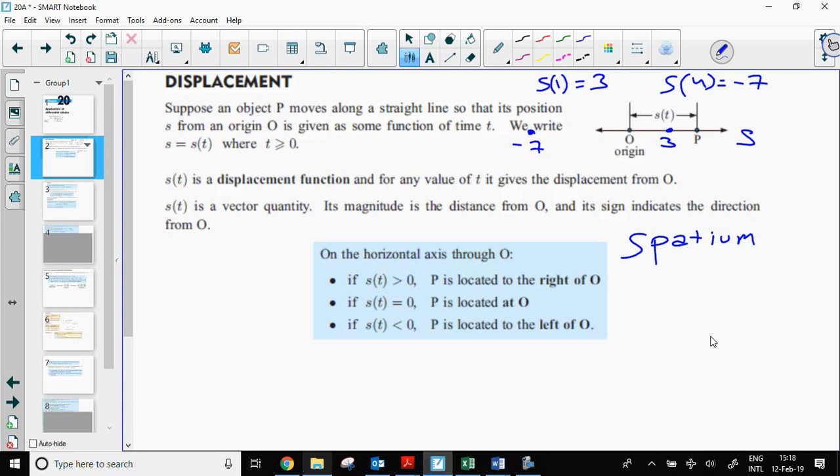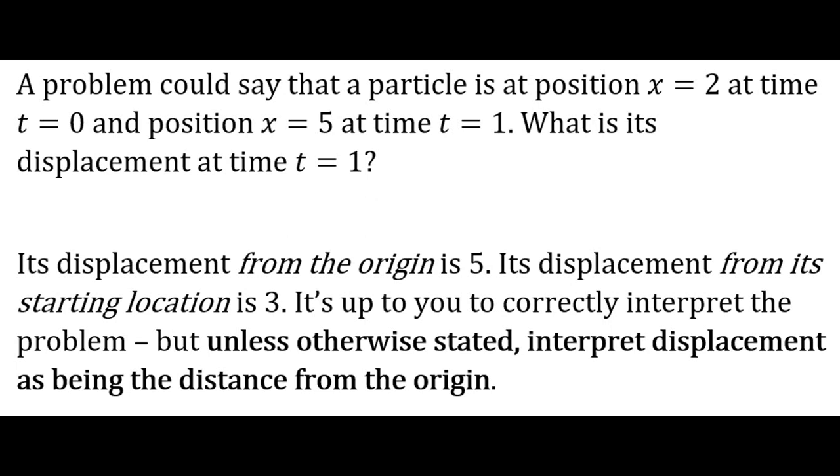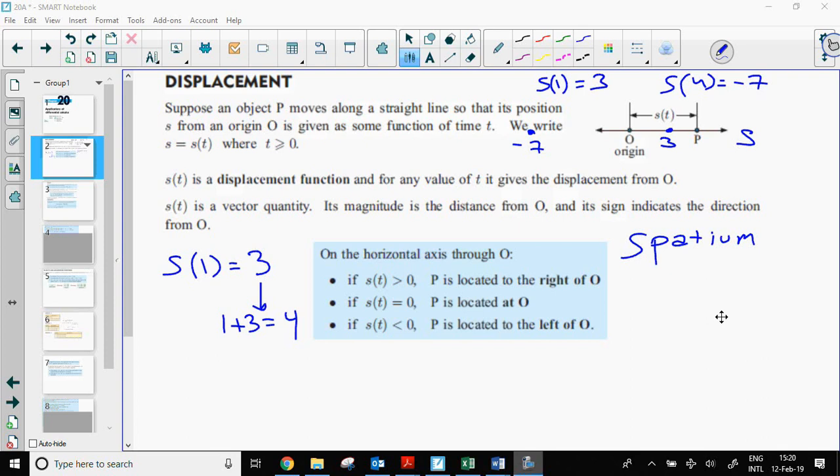Anyway, if the displacement was positive, the object would be located to the right of the origin. If the displacement was negative, it's located to the left of the origin. If the displacement happens to be equal to 0, then it's sitting back at the origin. So far, so good, right? So what's the difference between position and displacement? Well, that's the big difference between the two.